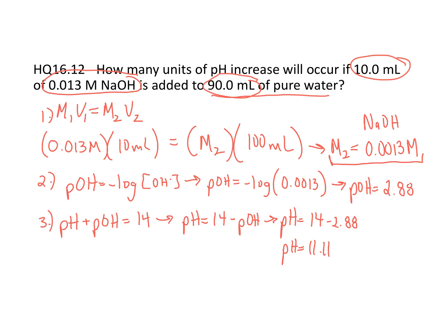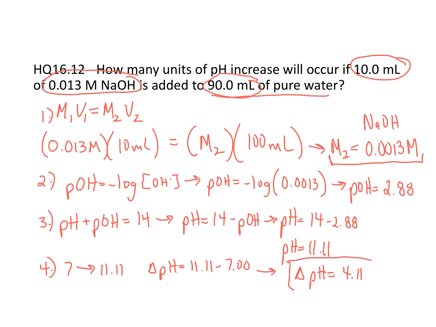So now for the last part, how many units of pH increase will occur? Well, initially, we started at a pH of 7 and we went to a pH of 11.11. So that change in pH, final pH minus initial pH, is 4.11 pH units. That would be our final change in pH. And where did I get that pH of 7 from?